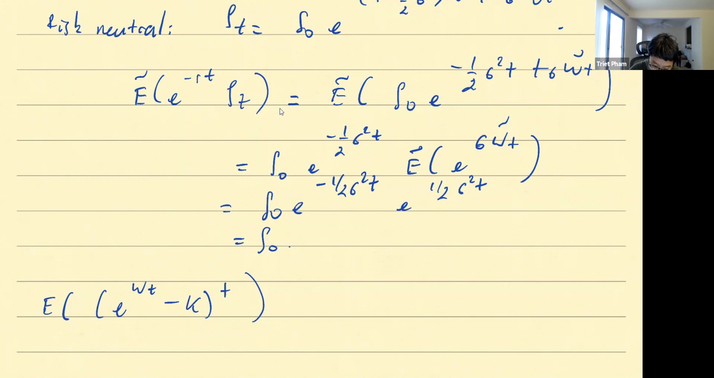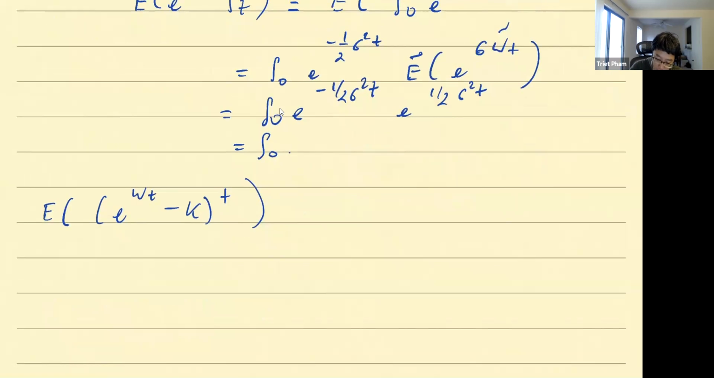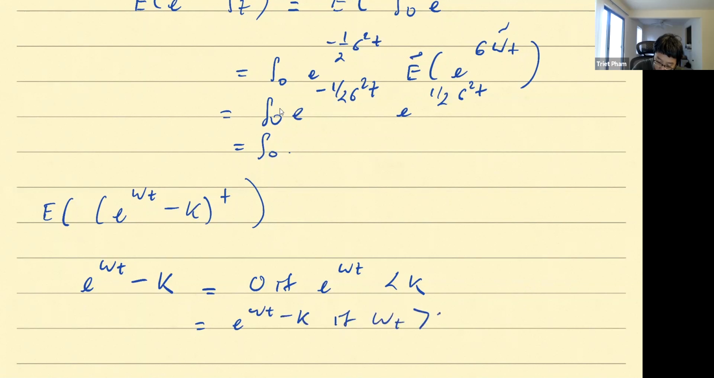What do we want to say here? That this is going to be 0 if e to the W_T is less than K, and it's going to be e to the W_T minus K if e to the W_T is bigger than K.